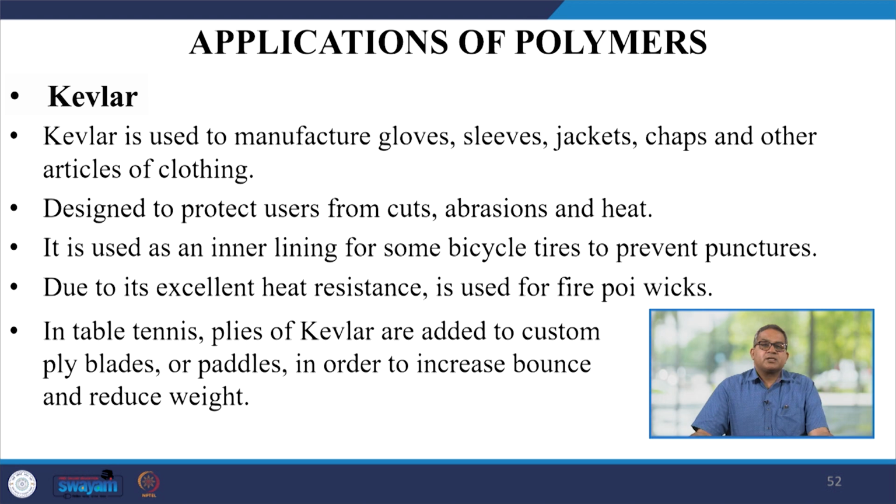Kevlar. Kevlar is used to manufacture gloves, sleeves, jackets, and other articles of clothing designed to protect users from cuts, abrasion, and heat. It is used as an inner lining of some bicycle tires to prevent punctures. It possesses very good heat resistance properties, so it is used for fire power wicks. In table tennis, plies of Kevlar are added to custom ply blades and paddles in order to increase bounce and reduce weight.